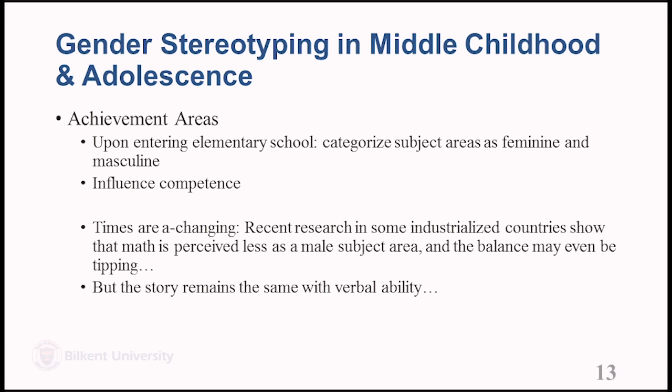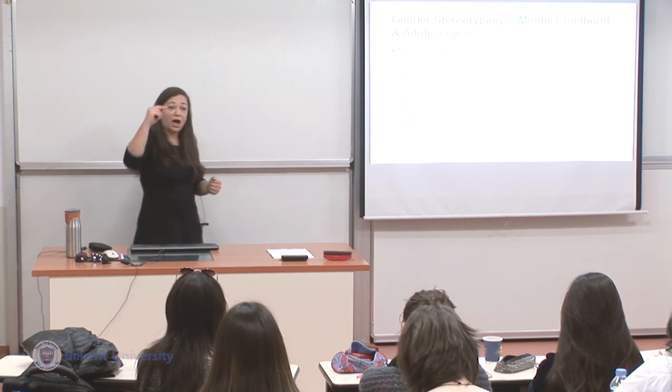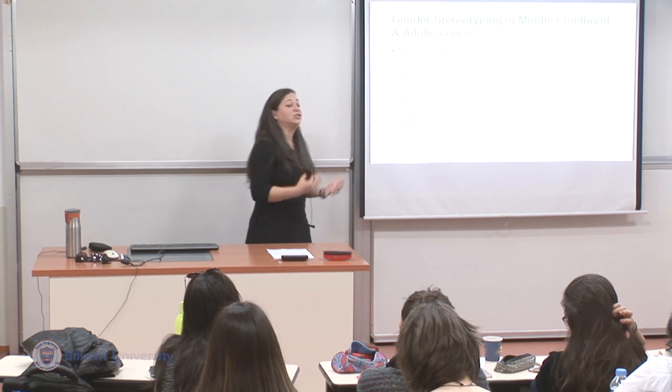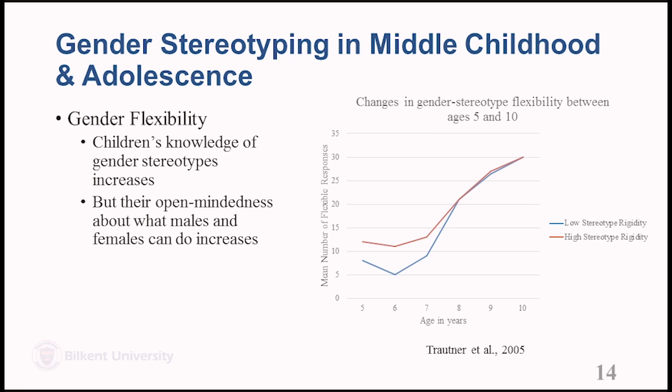We will note that times are still changing, and that as education has become more prevalent in many countries, girls are also entering education at greater rates, not just elementary school, but high school and university education, and some of these stereotypes are changing. And so gender and stereotyping in middle childhood and adolescence, we see that as children grow older, they actually start showing more flexibility. And this is the same for those who show low stereotype rigidity versus high stereotype rigidity, that they start viewing these two genders as more flexible.